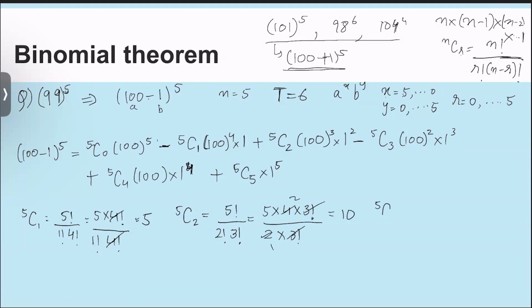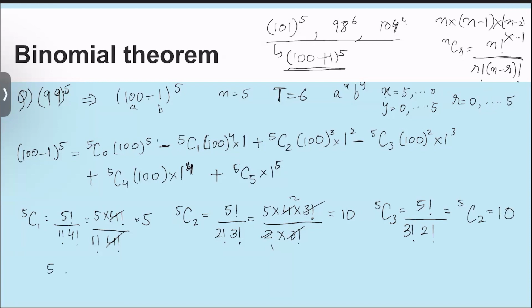And then you have 5C3. 5C3 can be written as 5 factorial upon 3 factorial and 5 minus 3 is 2 factorial. So now you can see that this is actually equal to your 5C2 itself. So you can write this as 5C2. So that is going to be 10 again.